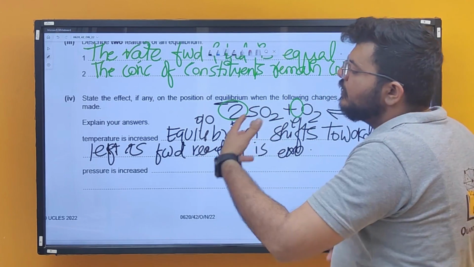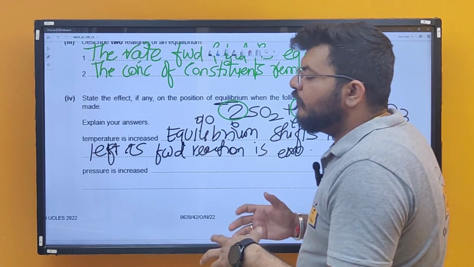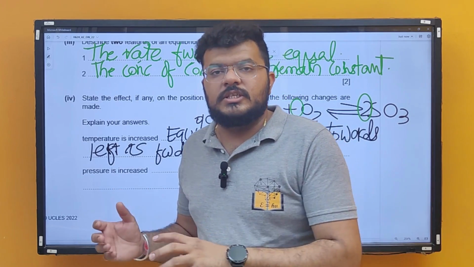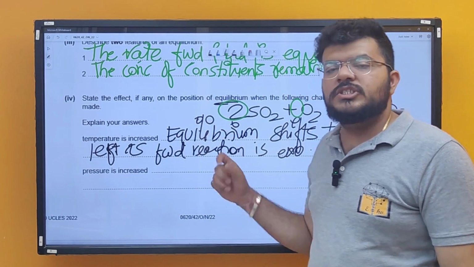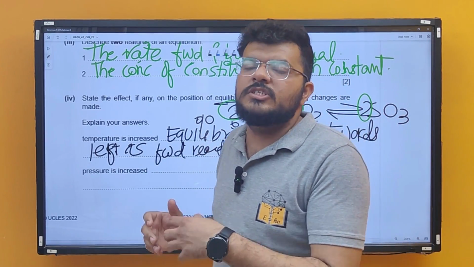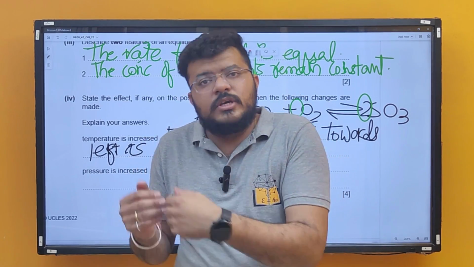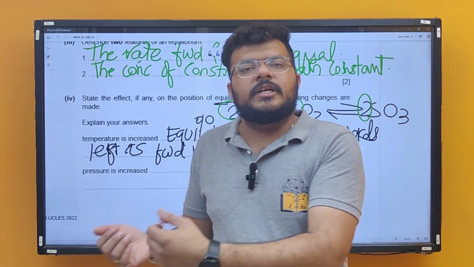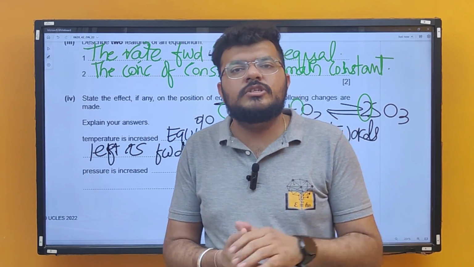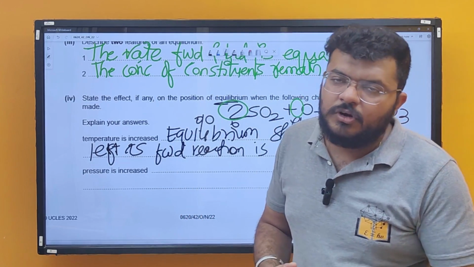So whenever you increase the pressure, the equilibrium tries to oppose your change. That is what equilibrium did in the first change also. But here, how does equilibrium oppose your change? You try to increase the pressure, equilibrium tries to decrease the pressure. How does it do that? By decreasing the number of moles.